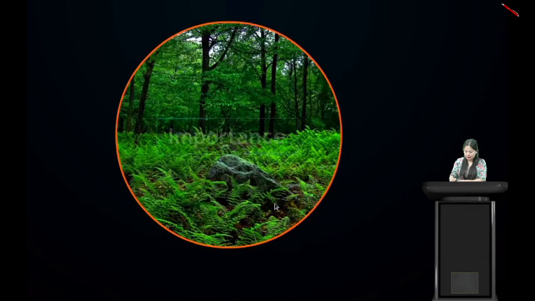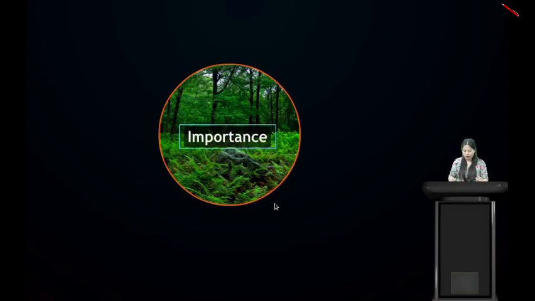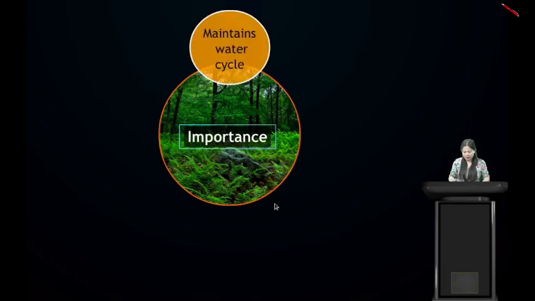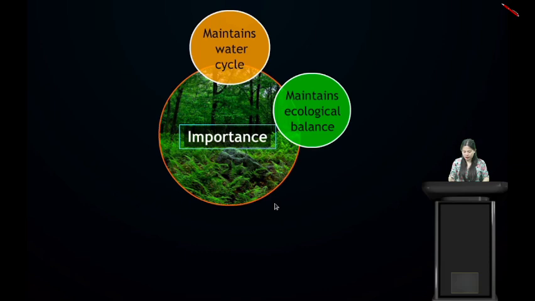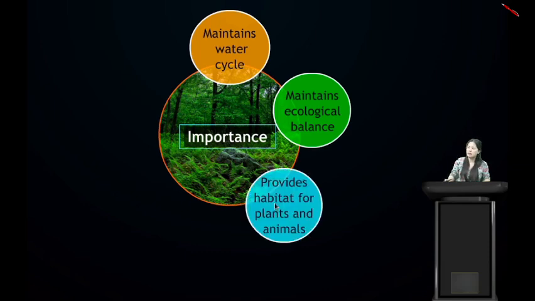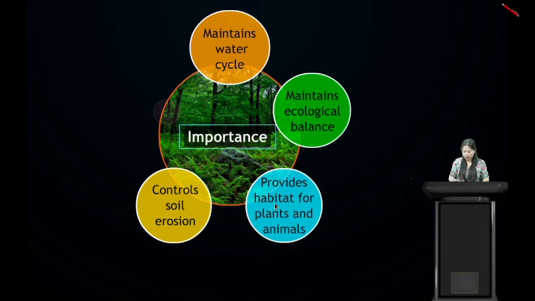So let us summarize the importance, or the needs of forest. What are the importance of forest, or why do we need forest? So we have seen that forest helps in maintaining water cycle. We have seen that forest helps in maintaining ecological balance. We have also seen that forest provides habitat for plants and animals. Forest helps in controlling soil erosion. And forests provide raw materials for various uses. So these are some of the importance of forests.